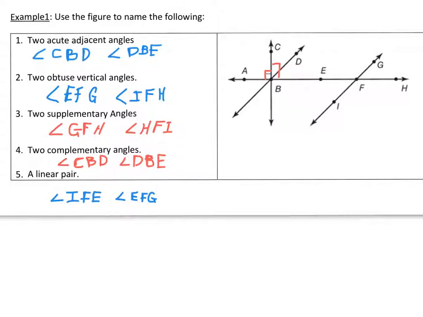All right, folks, and for our two angles that are going to form a linear pair, I came up with angle IFE, and also angle EFG. I tried to draw a line there, EFG. Okay, so those two angles there, and so those are my two angles that I used for a linear pair.